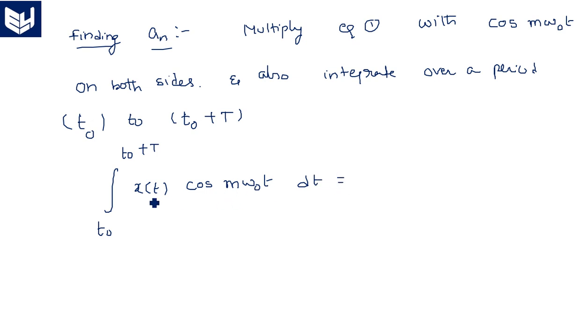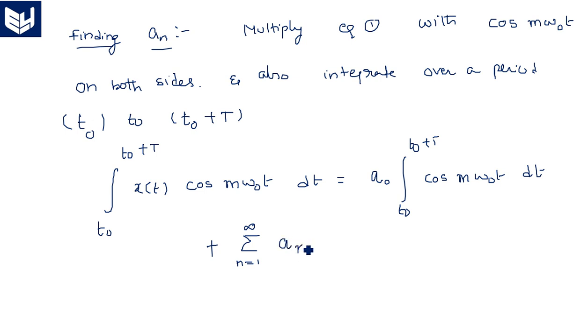This is what we have on the left hand side. On the left hand side only x of t was there. Now this x of t is multiplied by cos m omega naught t and integrated over a period. And on the right side we have a naught, and the integration from t naught to t naught plus capital T of cos m omega naught t dt. Okay, a naught is alone there. Now it is multiplied with this one, plus summation n equal to 1 to infinity.